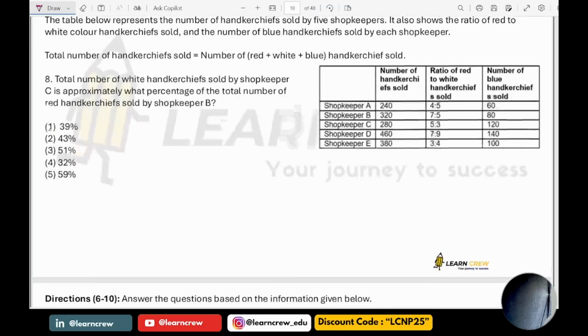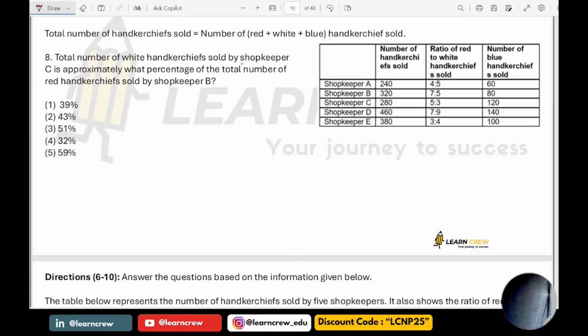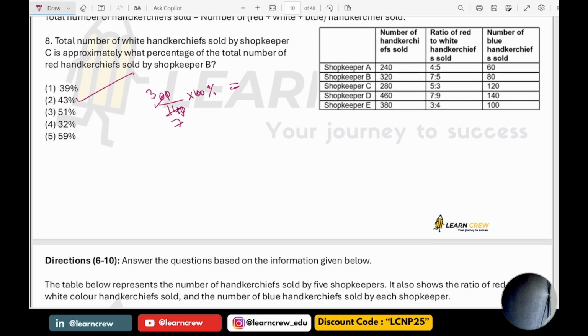Next question. The total number of white handkerchiefs sold by shopkeeper C is approximately what percentage of the total number of red handkerchiefs sold by shopkeeper B? So white handkerchiefs sold by C is 60. Total number of red handkerchiefs sold by B is how much? 140. 60 is what percentage of 140? So the zeros cancel and it is 6 by 14, which is 3 by 7, means 42.6 by 7, approximately equal to 43.